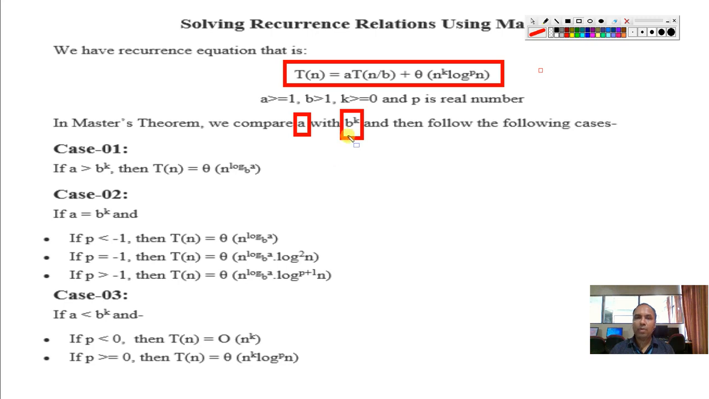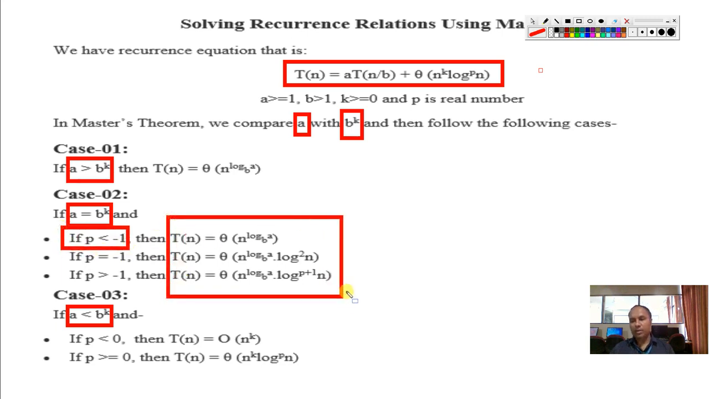You have to compare both these values. Now there are three possibilities: either the value of a will be greater than b^k, or it will be equal, or the value of a will be less than b^k. Based on whichever condition applies, we choose the respective case, and after that we also have to check the value of p, and based on that we are going to decide the time complexity. All these cases will become clear when we go through one example.